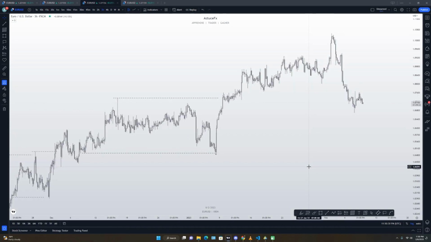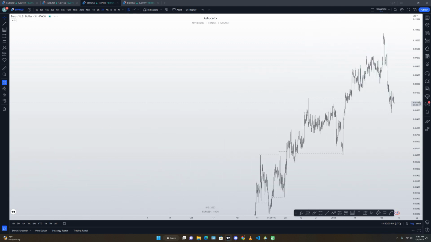If you've been following me for a while now, you may know that I only trade EU, I only scalp EU, and I go from the higher time frame to the lower time frame to get my entries.